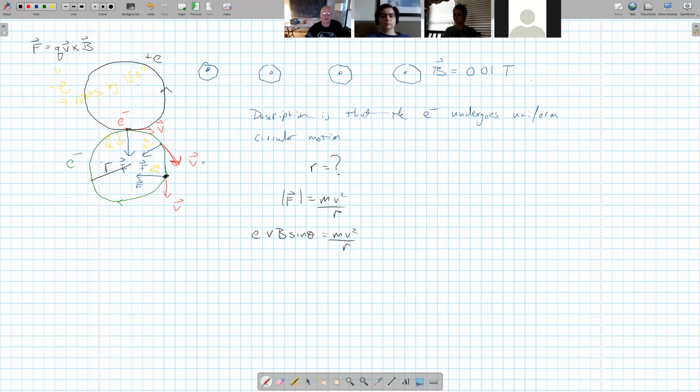Now, in this case, the velocity is always in this plane. Let's call this the xy plane, where the magnetic field points in the z direction, which means what is the angle between the magnetic field and the velocity at all points?